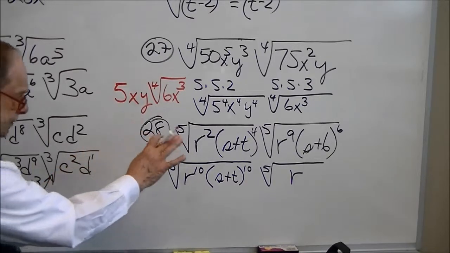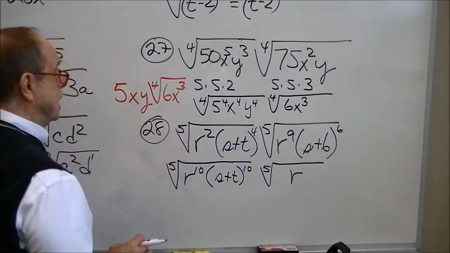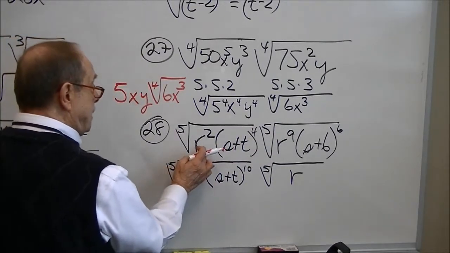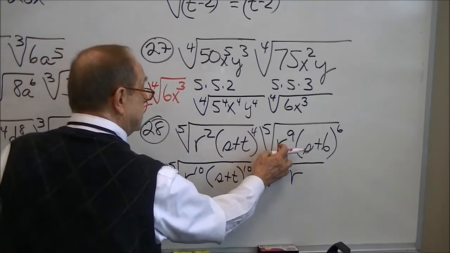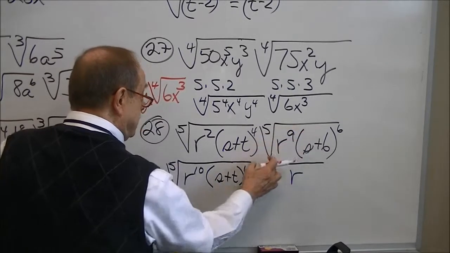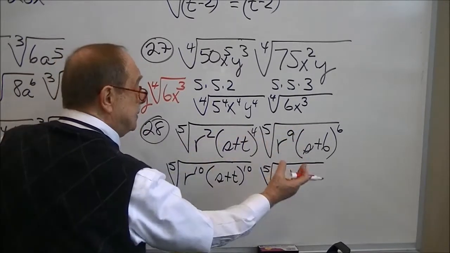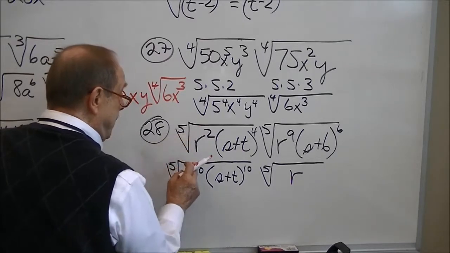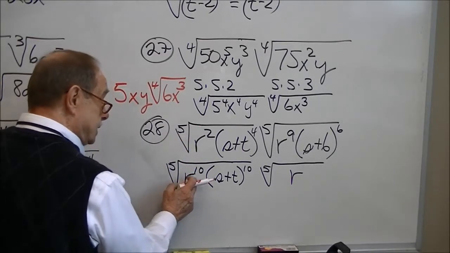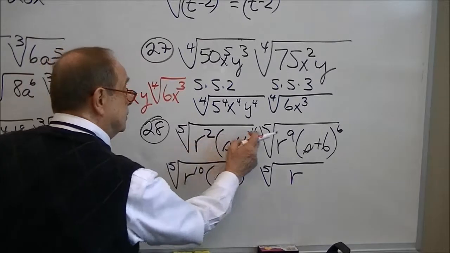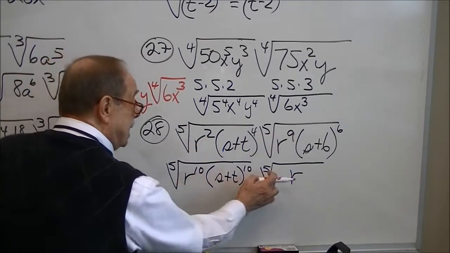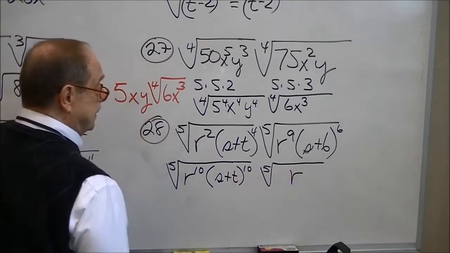And I did a little bit of thinking for number 28 as well. 5th root, 5th root. Now I have r to the 2nd, r to the 9th. That is r to the 11th. But I'm looking for a perfect 5th root of that, which is r to the 10th. So 2 plus 9 is 11. I'm going to take r to the 10th out of it. I'm left with an r.